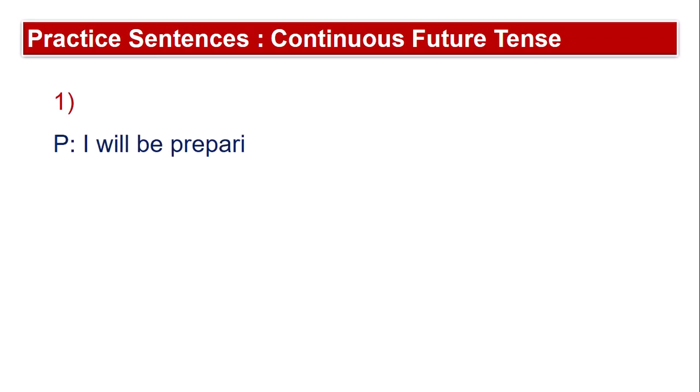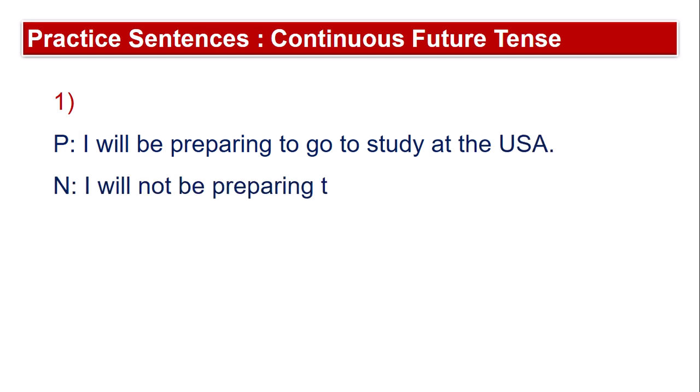And our practice sentences are designed in such a way that they represent a short story. So the first sentence is that I will be preparing to go to study at the USA. So we are practicing continuous future tense, that's why all the sentences would be of future. So I will not be preparing to settle down in the USA. All the negative sentences are designed in such a way that they don't change the meaning of positive sentences.